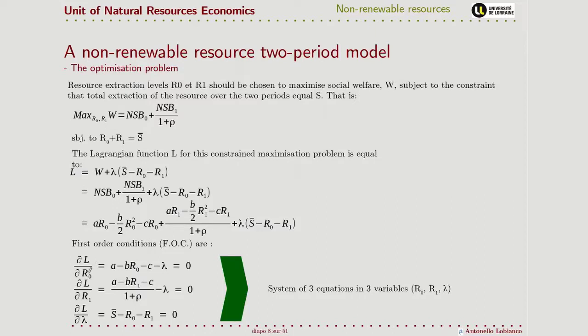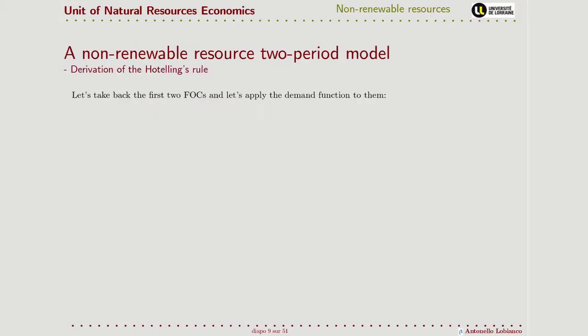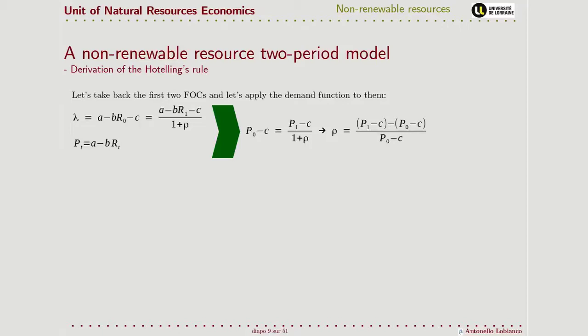We take the first order conditions with respect to the two levels of extraction and the Lagrangian, and we solve this system. In particular, we see that both this one and this one must be equal to each other and equal to the Lagrangian multiplier. So this quantity must be equal to this one from the first order conditions, and we can now consider the demand equations. This is valid in general, so it is valid both at time zero and at time one. So we can replace this quantity with the price, and we end up with these equations that we can rewrite in this way.